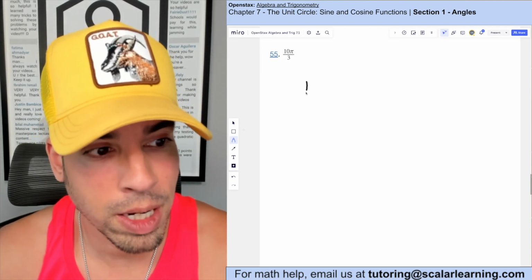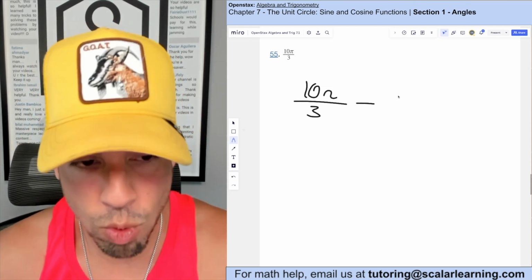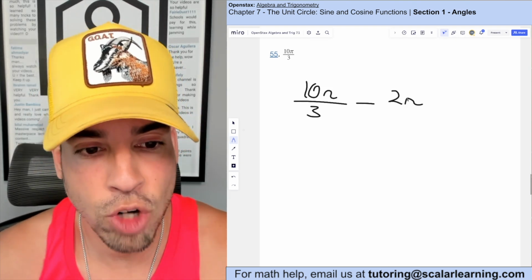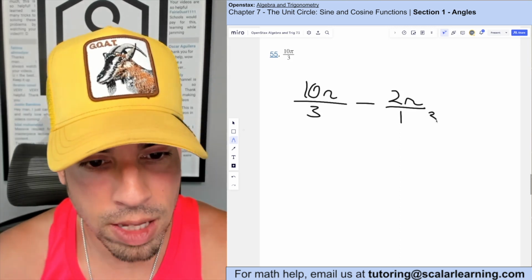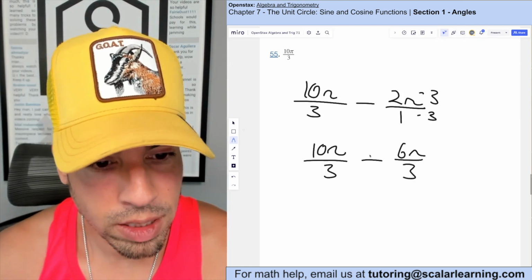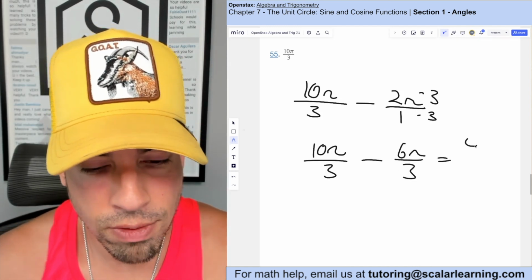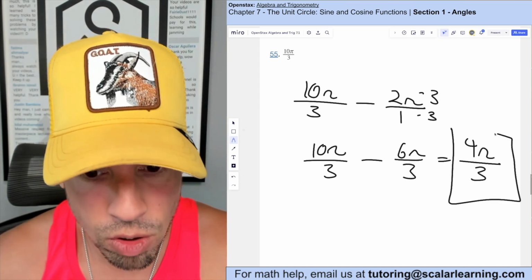So right now, this is too big. So what we're going to have to do is subtract by 2 pi or multiples of 2 pi. So first, let's subtract by 2 pi. Problem is we need common denominators. So I'm going to multiply the top and bottom by 3. So this becomes 6 pi over 3. 10 pi minus 6 pi is 4 pi over 3. That is between 0 and 2 pi. So there you go. Done.